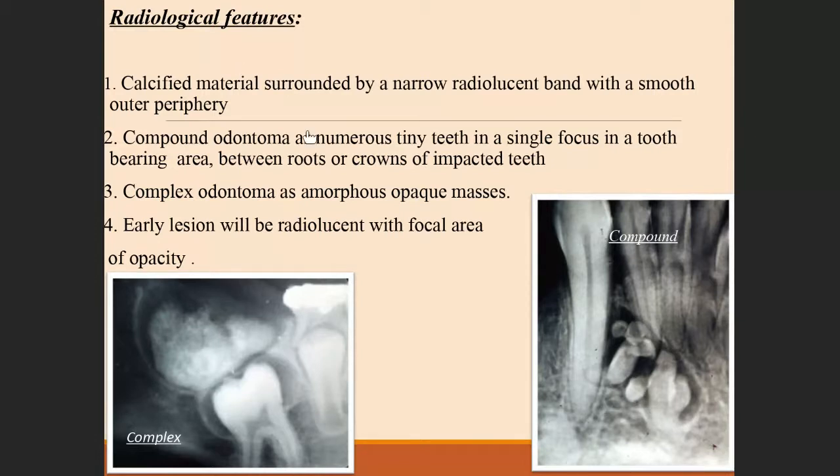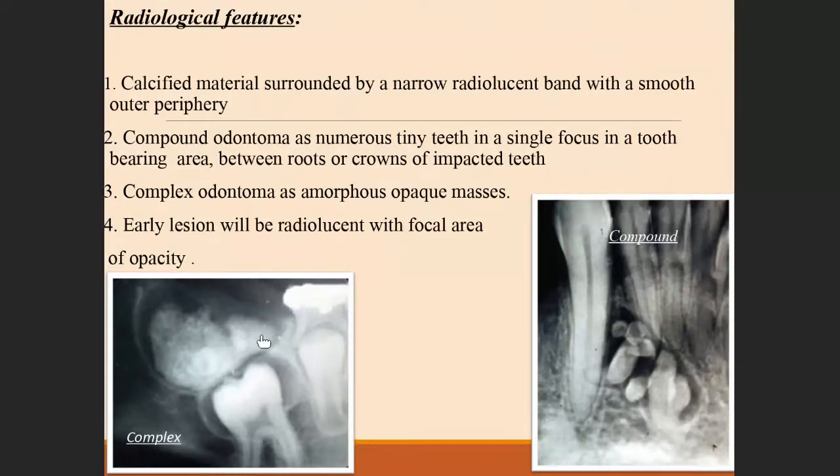In compound odontoma, you can find numerous tiny teeth within a single focus. Now this particular sac may be within the tooth bearing area or between, as you can see in this radiograph, between the roots of unerupted teeth, or may be associated with the crowns of impacted teeth. Now, complex odontoma, as you can see in the first radiograph, appears as an amorphous opaque mass surrounded by a radiolucent rim.